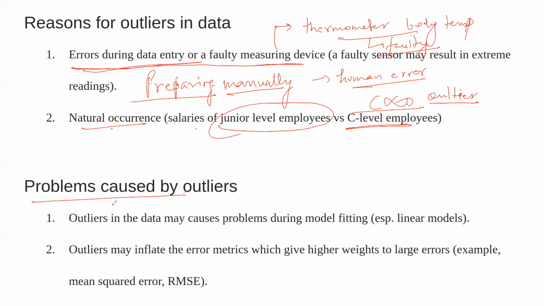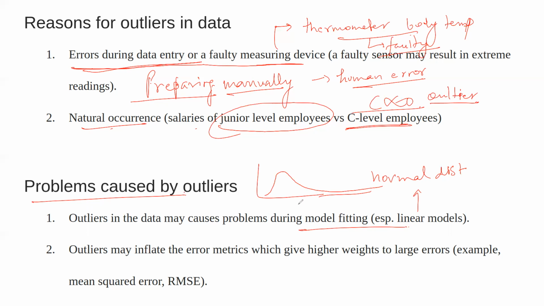Now, the problems caused by outliers. Outliers in the data can be very problematic during model fitting, especially for linear models, because linear models have an assumption of normal distribution. They assume that the data is normally distributed. But if the data has many outliers, then the distribution would not look normal, right?